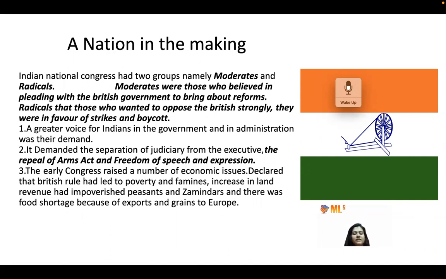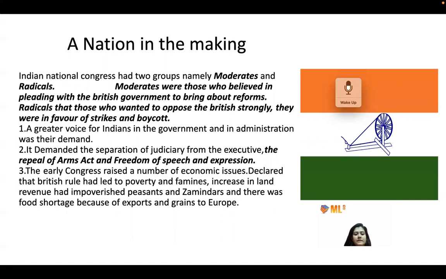Moderates were those who believed in pleading with the British government to bring about reforms, but radicals were those who wanted to oppose the British strongly. They were in favor of strikes and boycott. A greater voice for Indians in the government and in administration was their demand. It demanded the separation of judiciary from the executive, the repeal of the Arms Act, and freedom of speech and expression.